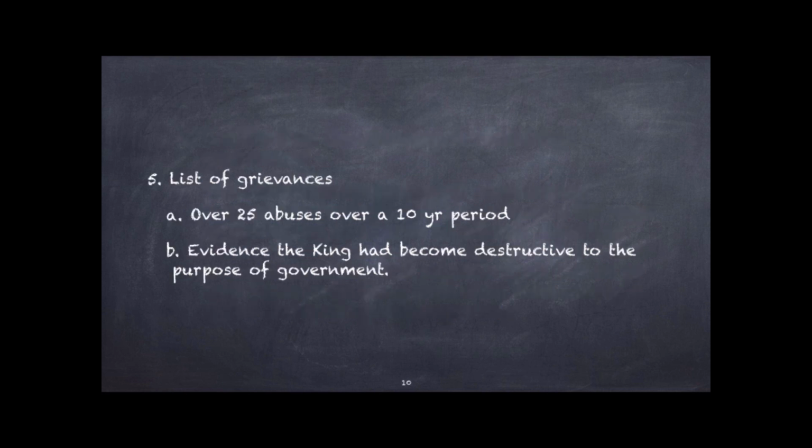Number 5 is the list of grievances. So they've established that when government is destructive to natural rights, the people can change or fix it, can alter or abolish the government. So, what did the king do? Well, they list them. Remember, we're going from universal to particular right now. And they list over 25 abuses over a 10-year period as evidence that the king has been destructive to the purpose of government.